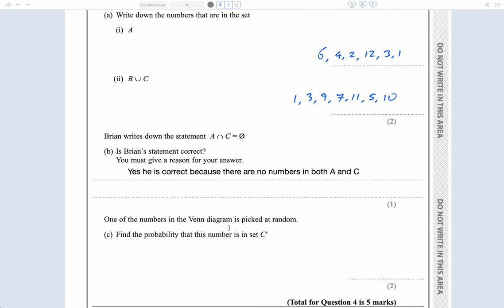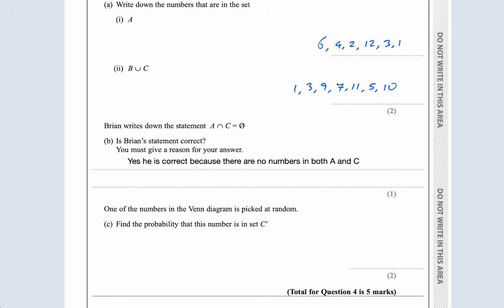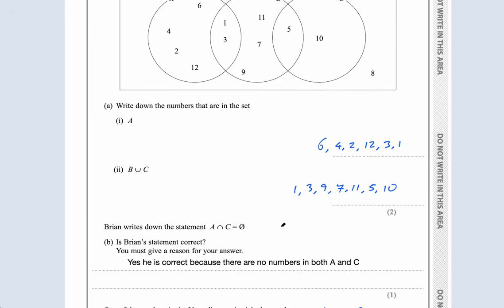One of the numbers in the Venn diagram is picked at random. Find the probability that this number is in set C with this little mark, it's C prime is the correct name for it. So C prime means not in C.